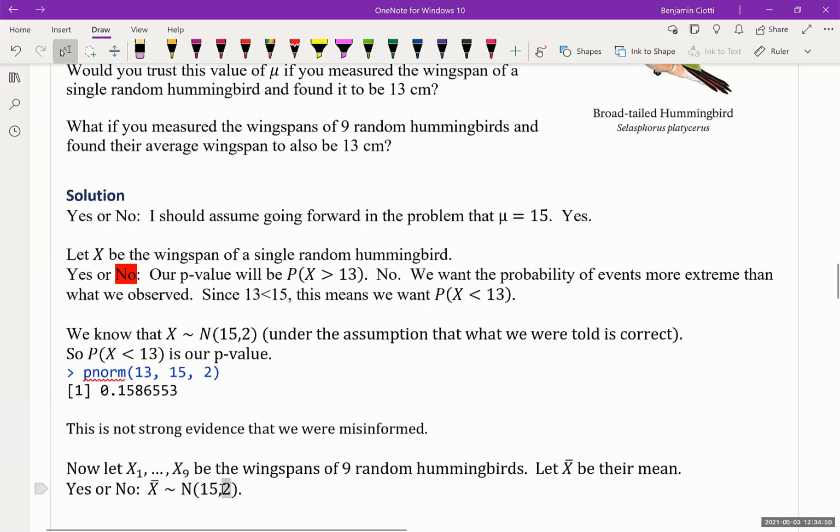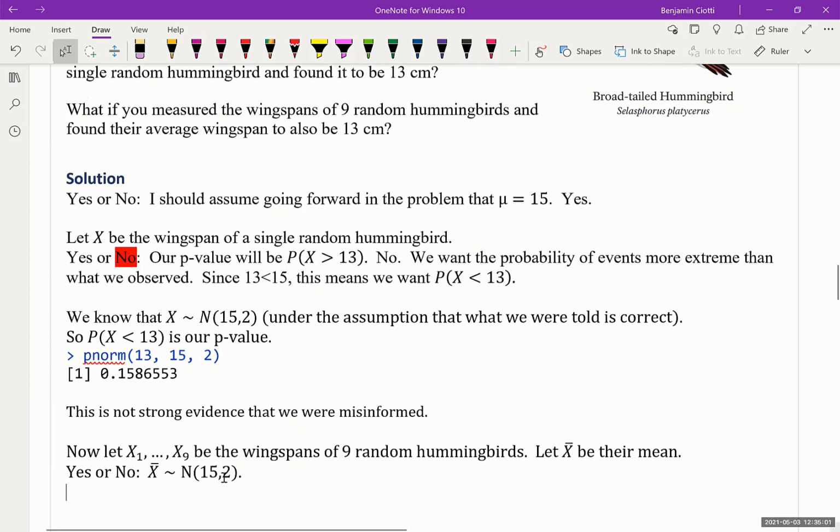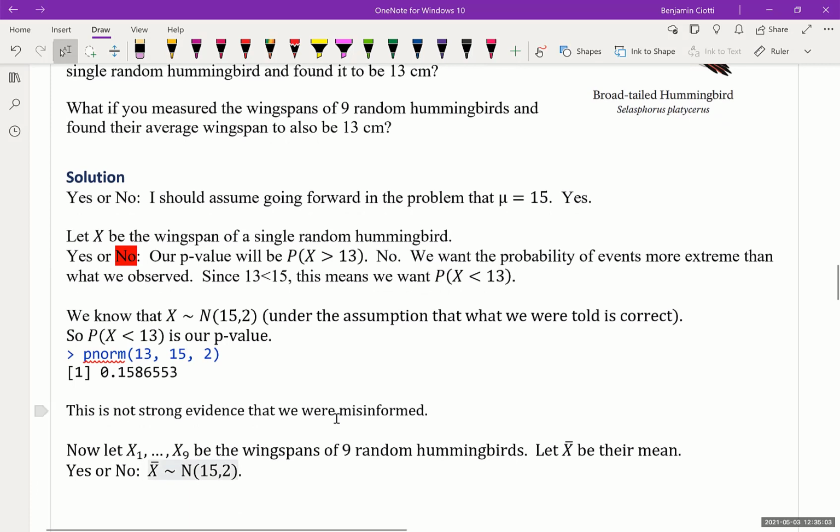Can someone tell me what the standard deviation here should be in this equation? It's not 2. What should it be? Ryan? Isn't it 2 divided by square root of 9, which is 3? Ah, good. Yeah. It's 2 divided by the square root of 9. Not 2 over 9, not 2, but 2 over square root 9. So I'll just put a 3.